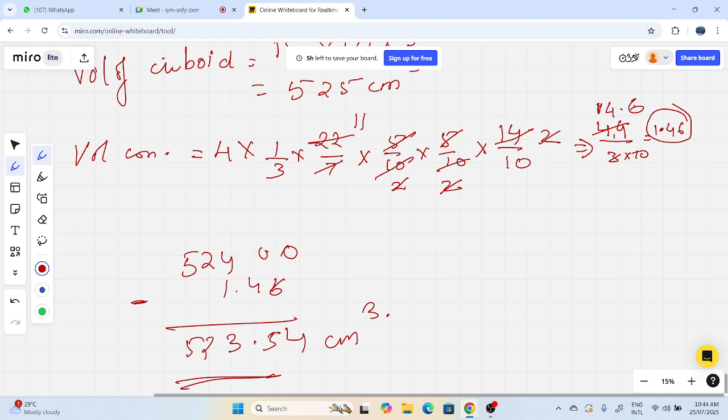Okay, still not completed. Still NCERT. Some more questions are there. Did you do all NCERT questions? No. One more is there. NCERT questions. Wait a minute. Do this question.